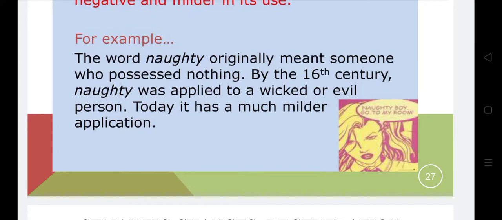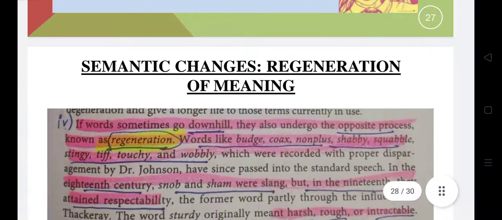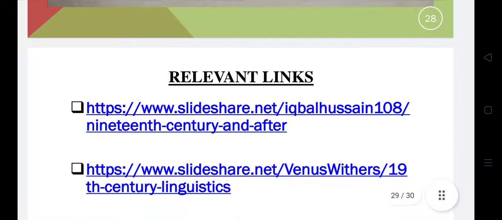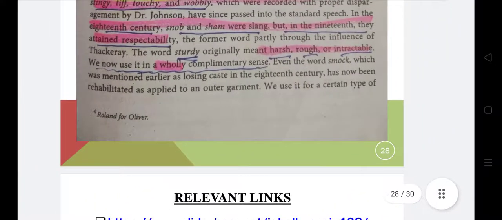The word naughty. Naughty originally meant someone who possesses nothing, but this meaning had been altered by the 16th century, when it was applied to a wicked or evil person. But today in modern English, it has a much milder application. It refers to someone who is cunning. So this is all about amelioration, pejoration and semantic changes in language.